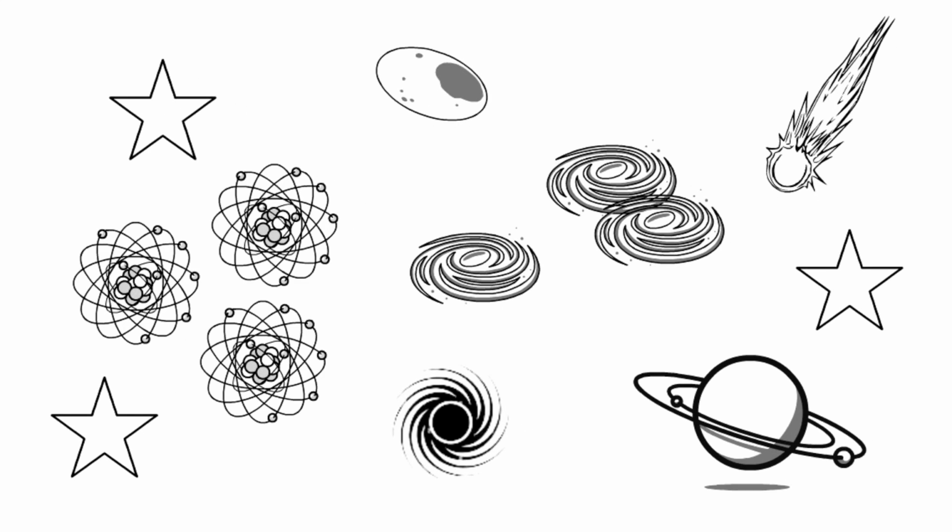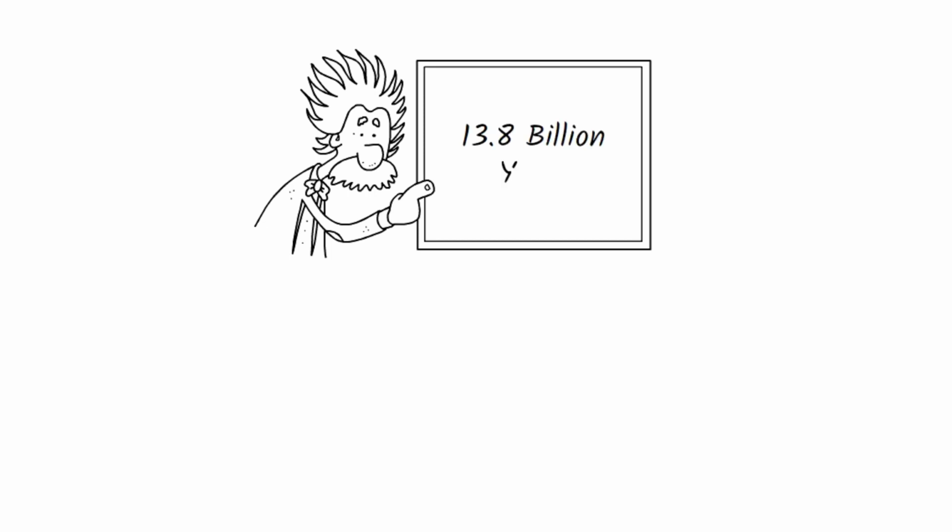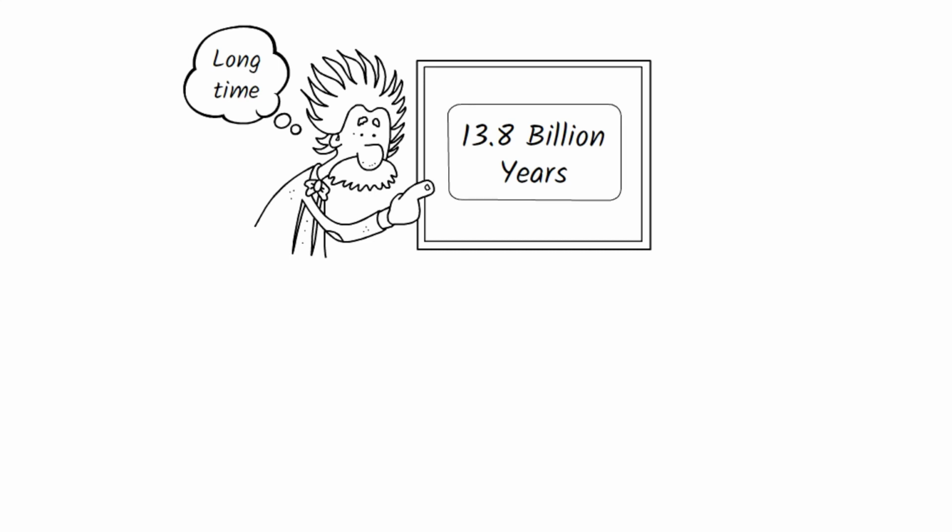Today the universe is so vast. Scientists say that probably it took about 13.8 billion years for the universe to reach this stage. Which is a very long time. But that's how they estimate it. So our universe is 13.8 billion years old right now.